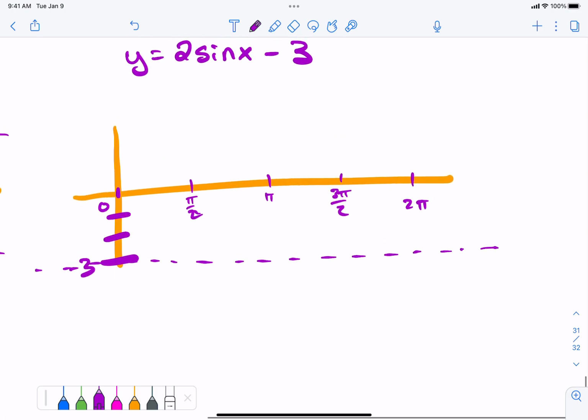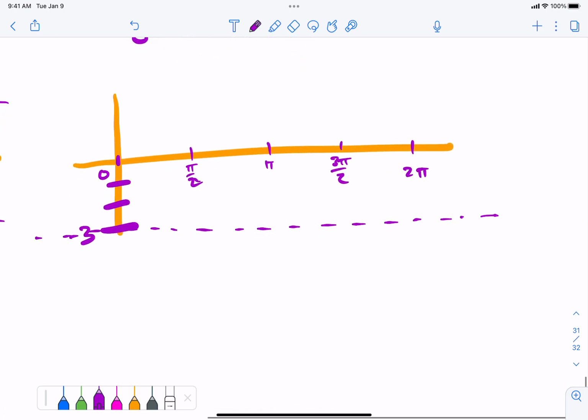Now, from there, what's the highest it's going to go? It goes up 2 from -3, so it's going to go to -1. I'm going to put a dotted line at -1. Then it's going to go down as far as how far?